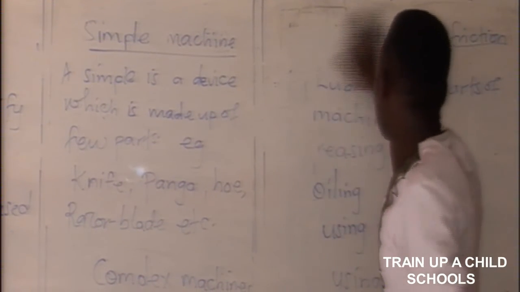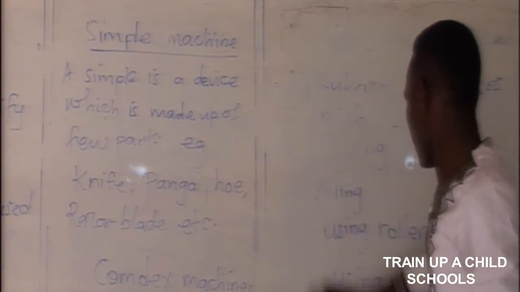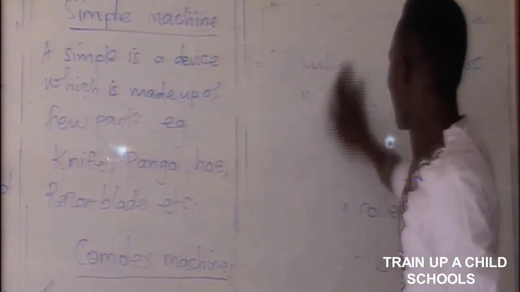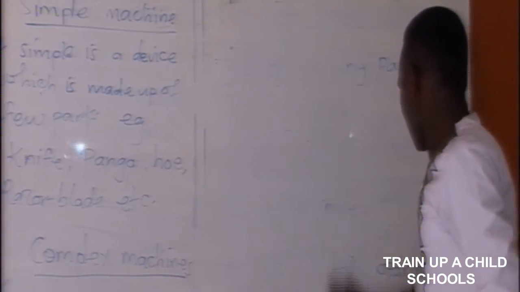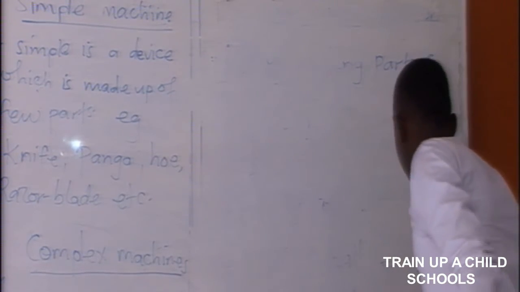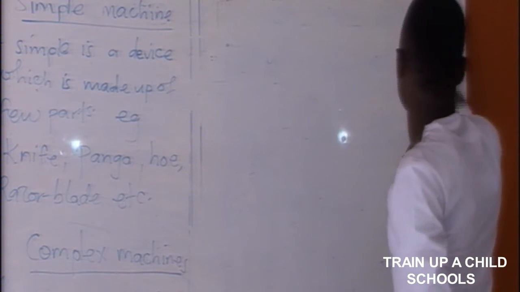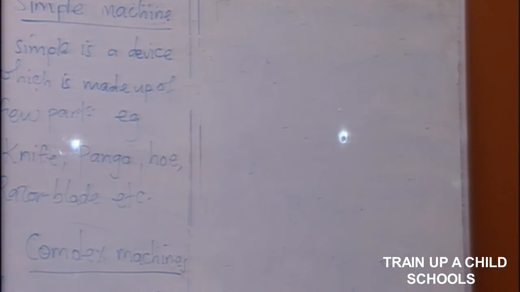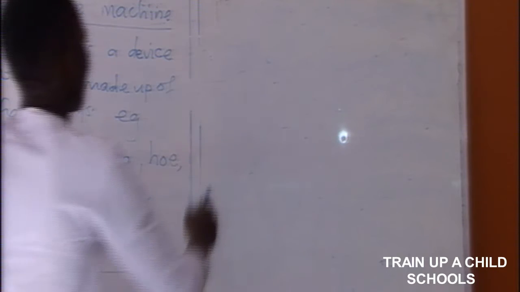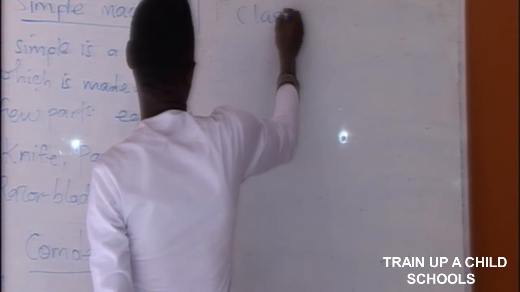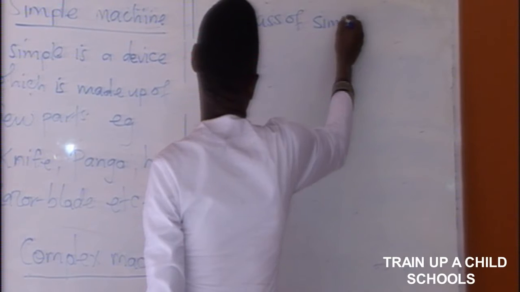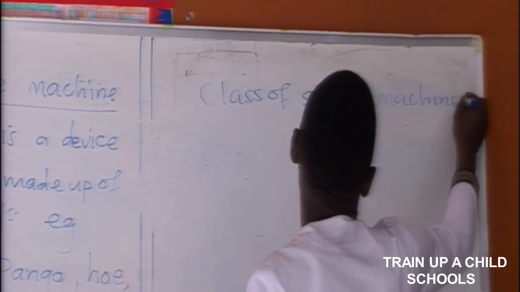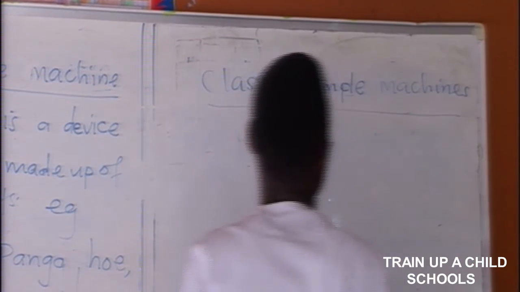Leaving that apart, we also want to look at other things. We want to look at classes of machines. We want to look at classes of simple machines. So there are many classes of simple machines.